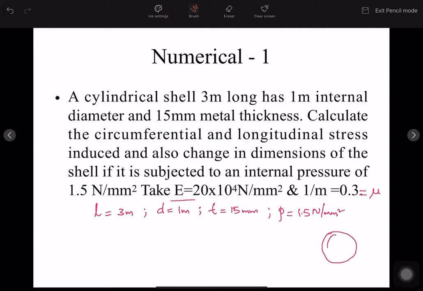If we consider this as the rough cross section of the cylinder, thickness and internal diameter are given. In my previous tutorial, if I mentioned the outer diameter as small d, please correct it. It should be internal diameter.